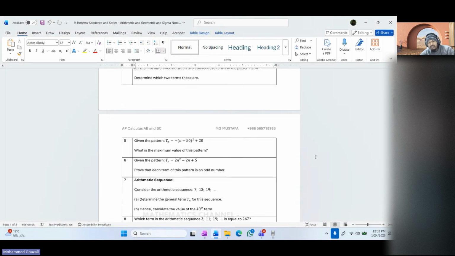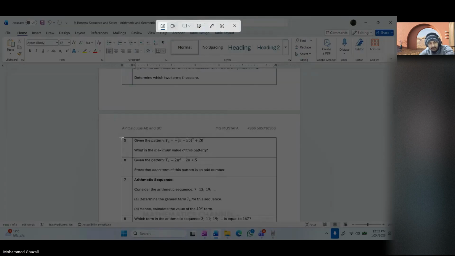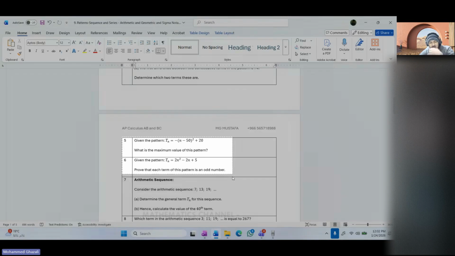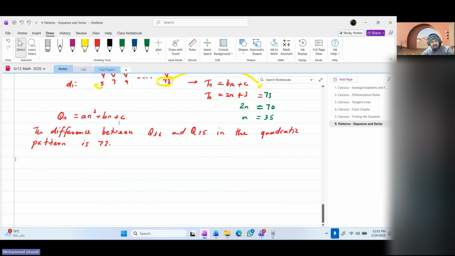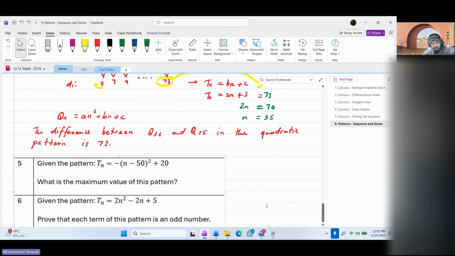Continuing building onto your knowledge, next two questions, question 5 and question 6. Question 5 is very simple, easy peasy. It's just that the way the quadratic pattern is written is very important. Look at the way the quadratic pattern is written. Given the pattern Tn equals negative (n minus 50) all squared plus 20, what is the maximum value of this pattern? Anyone knows?